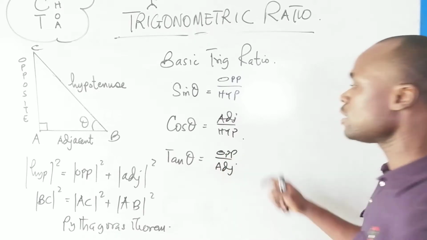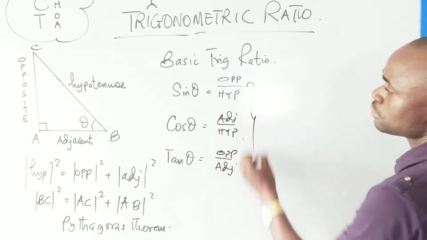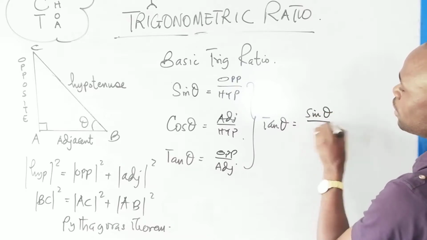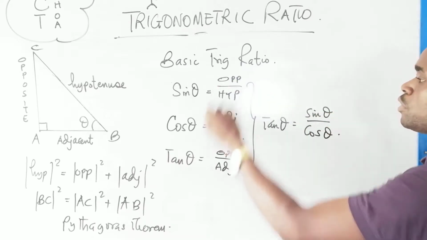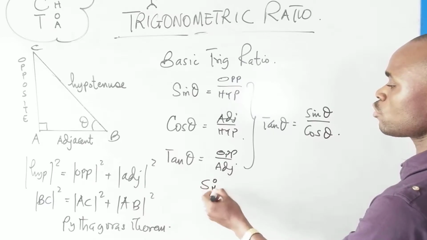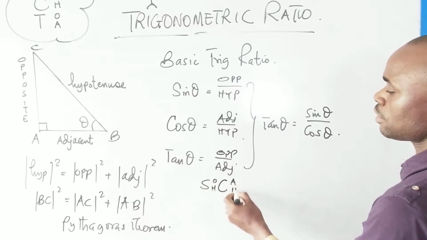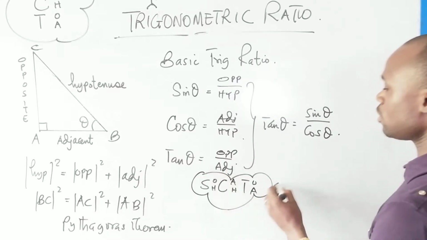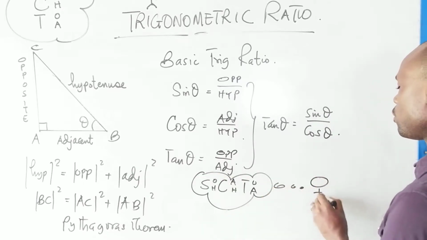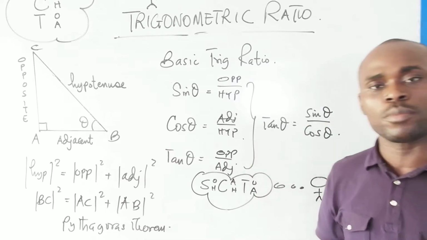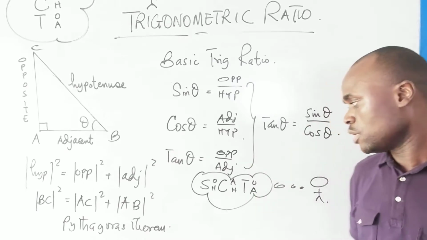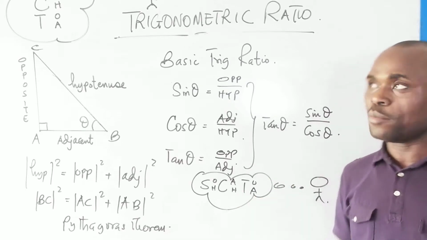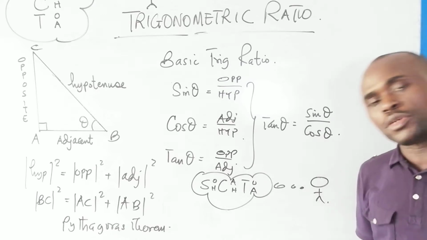But I always advise students to see tan theta as the ratio of sine theta over cos theta. So these three ratios can be summarized as this. You can have something like this as a reminder, which you can call SOHCAHTOA. This is just a reminder, something you can think of anytime you want to solve problems on trigonometric ratios. It's an acronym that is used for the basic trigonometric ratios.